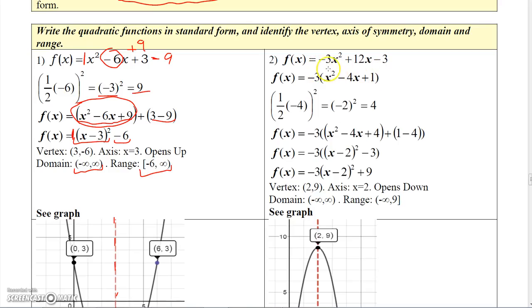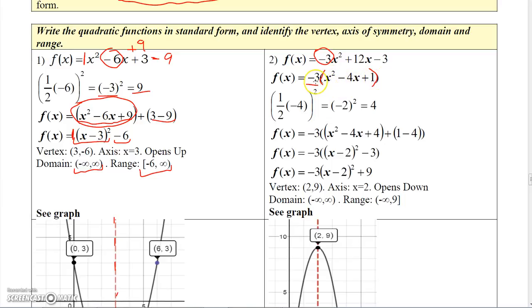This second one here is a little more complicated because of this negative 3. But what we can do is factor a negative 3 out of each of these terms. So let's factor a negative 3 out. And in the parentheses here, when I factor a negative 3 out, I'm left with positive x squared minus 4x plus 1. Now, we're going to work completely inside the parentheses until the last step.